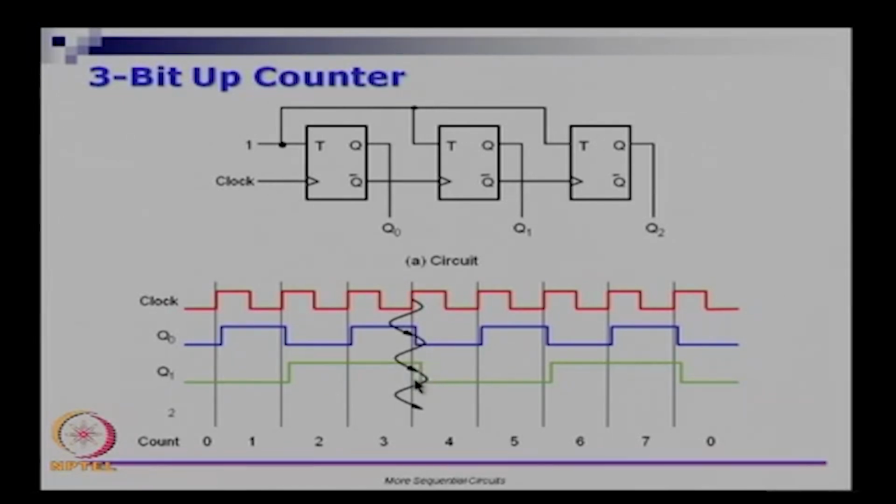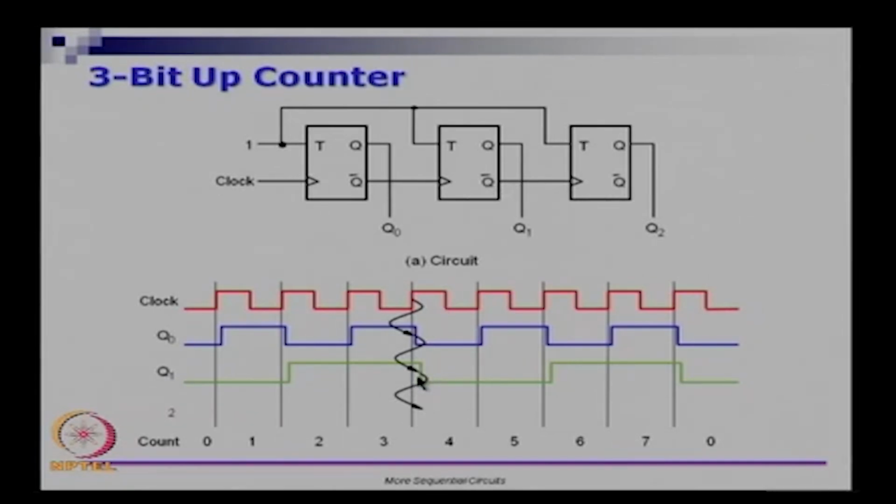So you have two clock to Q delays to toggle Q1, and Q1 is toggling as shown in the green waveform. Now if you look at Q2, again it is toggling for every clock cycle, but the clock is derived from Q1 bar.